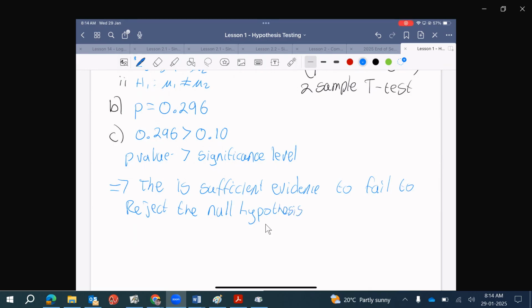Sorry? Yeah, we both rejected the null hypothesis. You rejected the null hypothesis. Right. We shouldn't. It's the same thing. We shouldn't be rejecting. We should fail to reject. Oh, yeah.